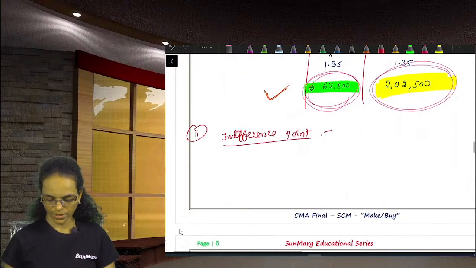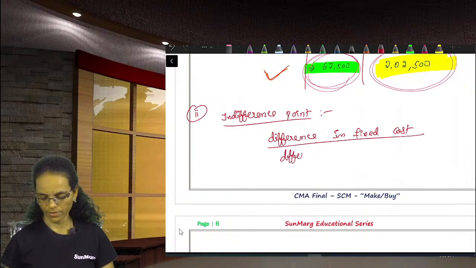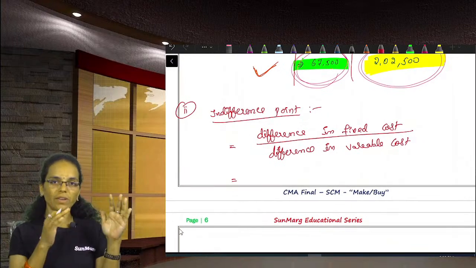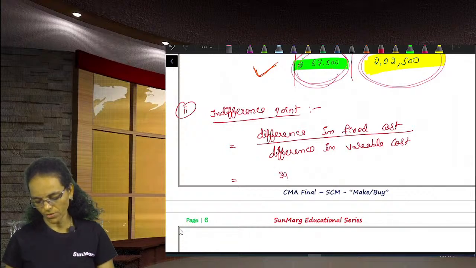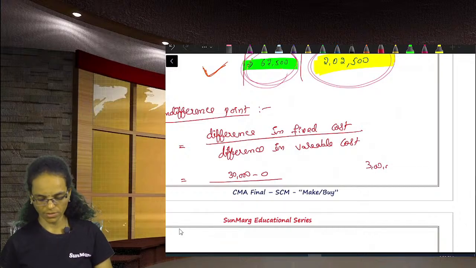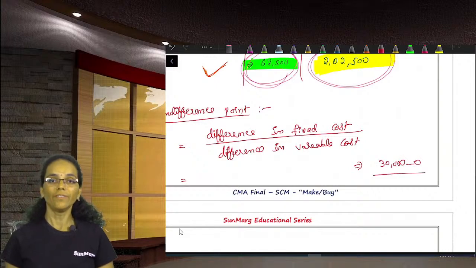Indifference point, that is difference in fixed cost by difference in variable cost. See, up to 3 lakhs units there was no fixed cost, but if it is going above 3 lakhs units, fixed cost is 30,000. Previously it was nothing, so 0. So 30,000 minus 0, divided by the difference in variable cost.